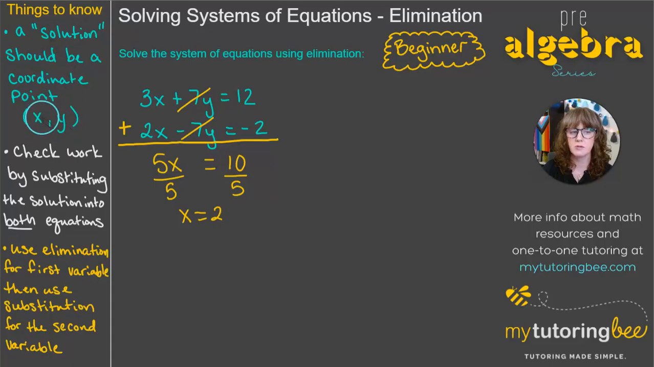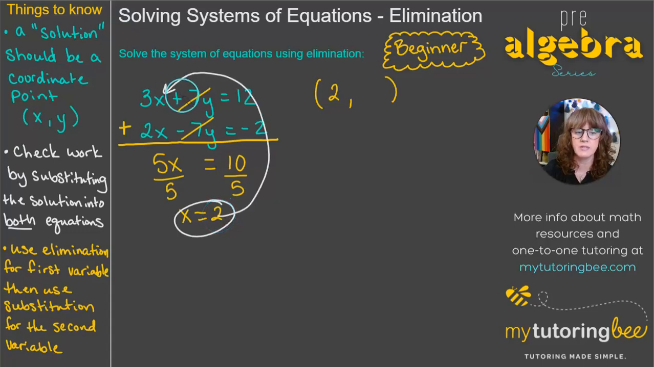Now again, a solution is a point, typically one single point. So that is the x portion of our solution. We still need to find the y portion. From this point, we can actually substitute this number into either of these equations. We can either substitute it in here, or we can substitute it in here.